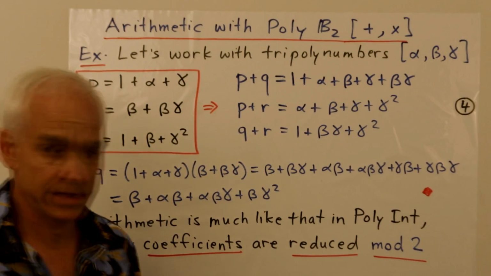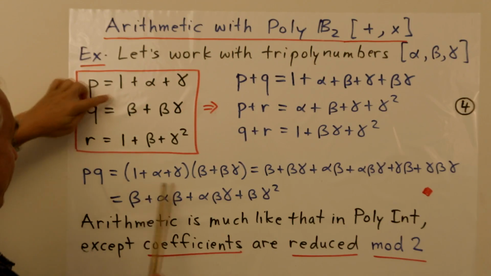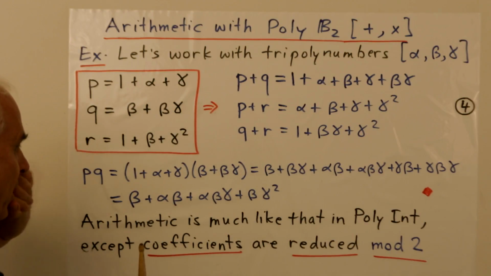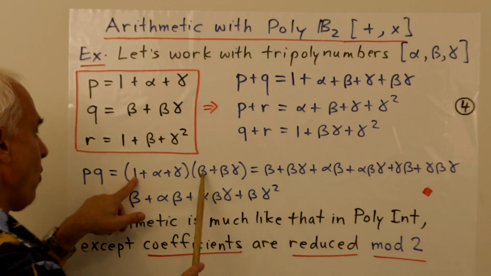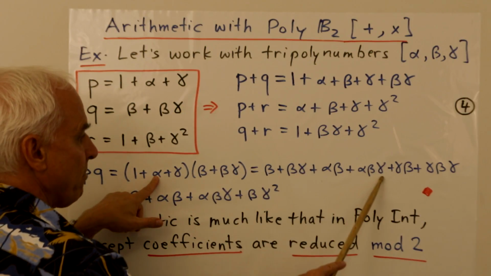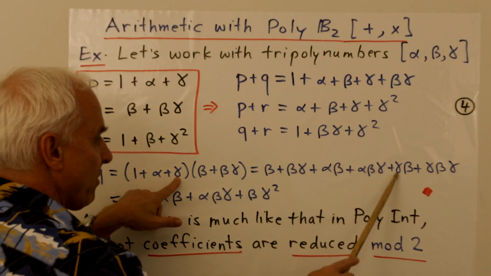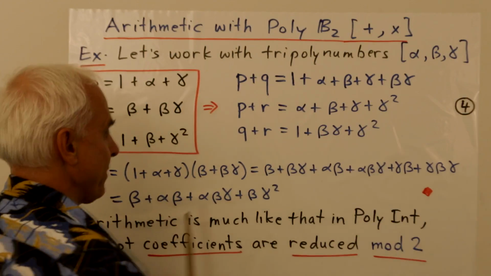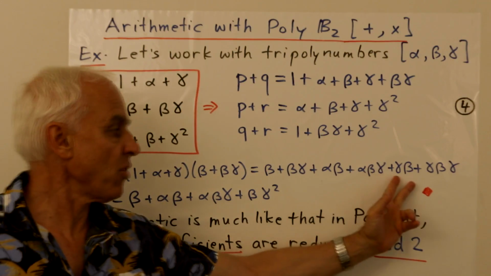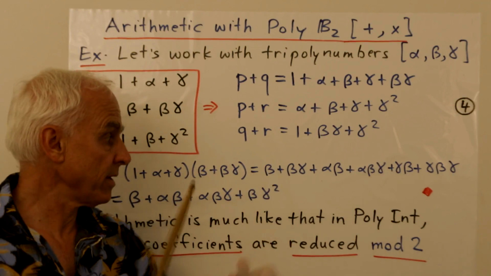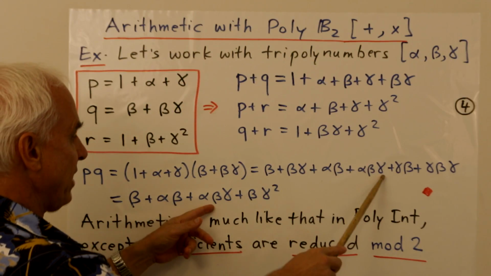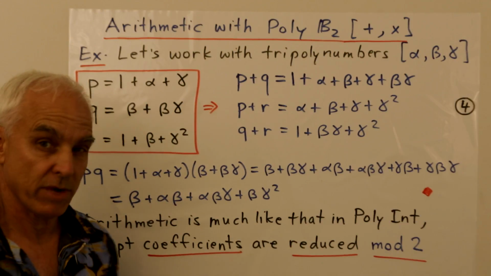What about the product? Let's look at just P times Q. So here's 1 plus alpha plus gamma. Here's beta plus beta gamma. How do we multiply them? Well, we just use the distributive law. So 1 times this is beta plus beta gamma. Alpha times this is alpha beta plus alpha beta gamma. Gamma times this is gamma beta plus gamma beta gamma. And there's a bit of simplification because there's a beta gamma here and there's another one right there. So those two will cancel. We'll just be left with beta plus alpha beta plus alpha beta gamma, and this one is beta gamma squared.